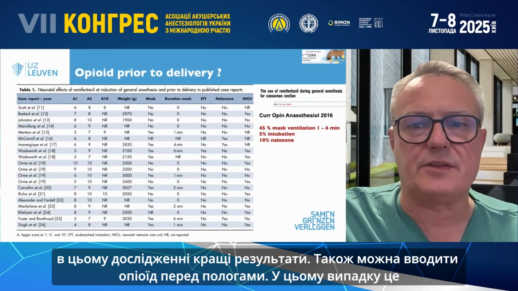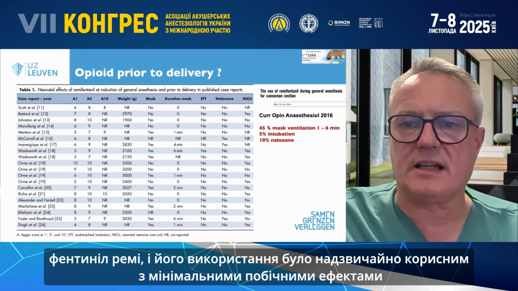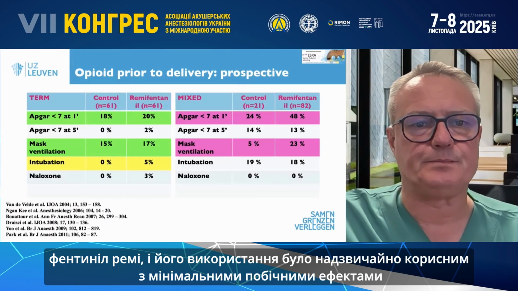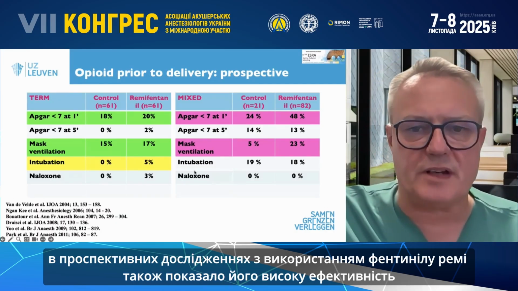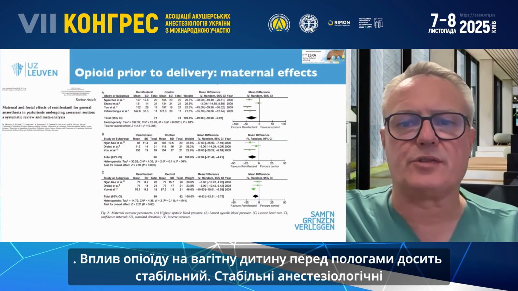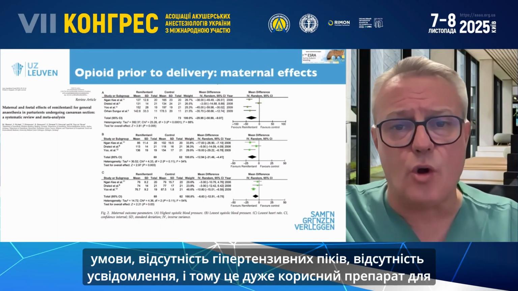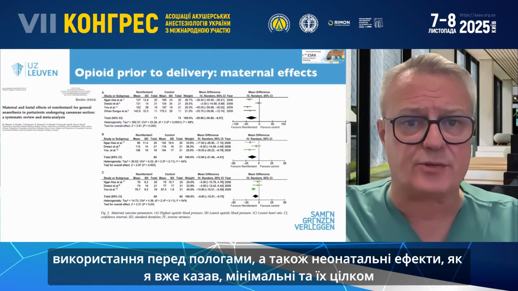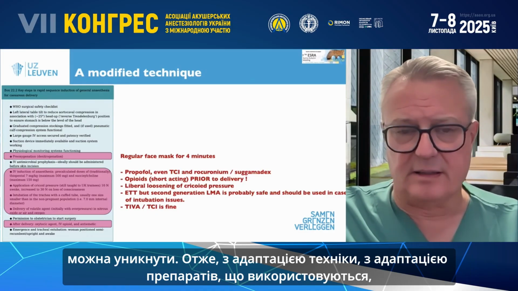An opioid prior to delivery can be given as well, and in this instance it's remifentanil, and this has been extremely useful to be used with very minimal side effects. In prospective trials, using remifentanil has been shown to be highly effective as well. The maternal effects of the opioid prior to delivery are quite stable anesthetic conditions, no hypertensive peaks, no awareness, and this is therefore a very useful drug to be used prior to delivery of the baby. And also the neonatal effects, as I said, are minimal and quite avoidable.